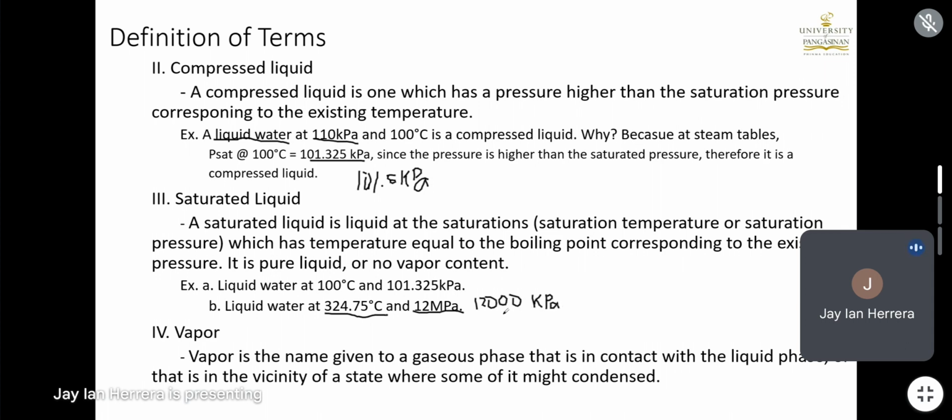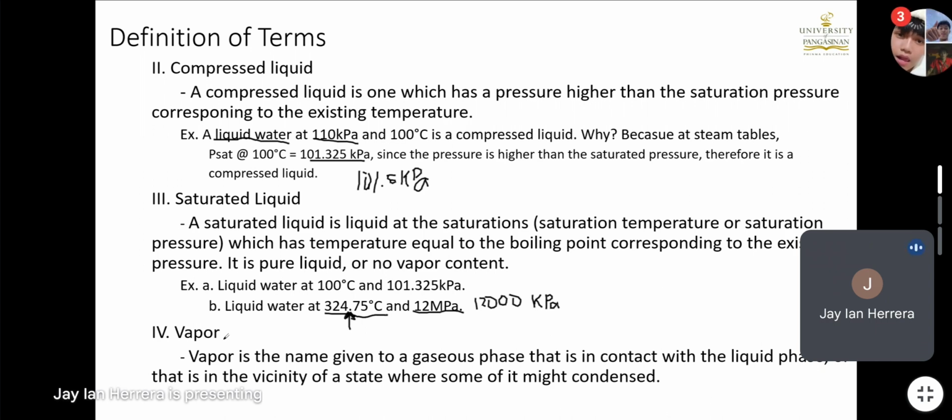So, under 12,000 kPa, mag-start pa lang daw mag-boil ang tubig at 324.75 degrees Celsius. Ulitin ko, parang dito sa letter B, magbo-boil lang yung 12,000 kPa na pressure ng tubig, magbo-boil pa lang daw yan sa 324.75 degrees Celsius.